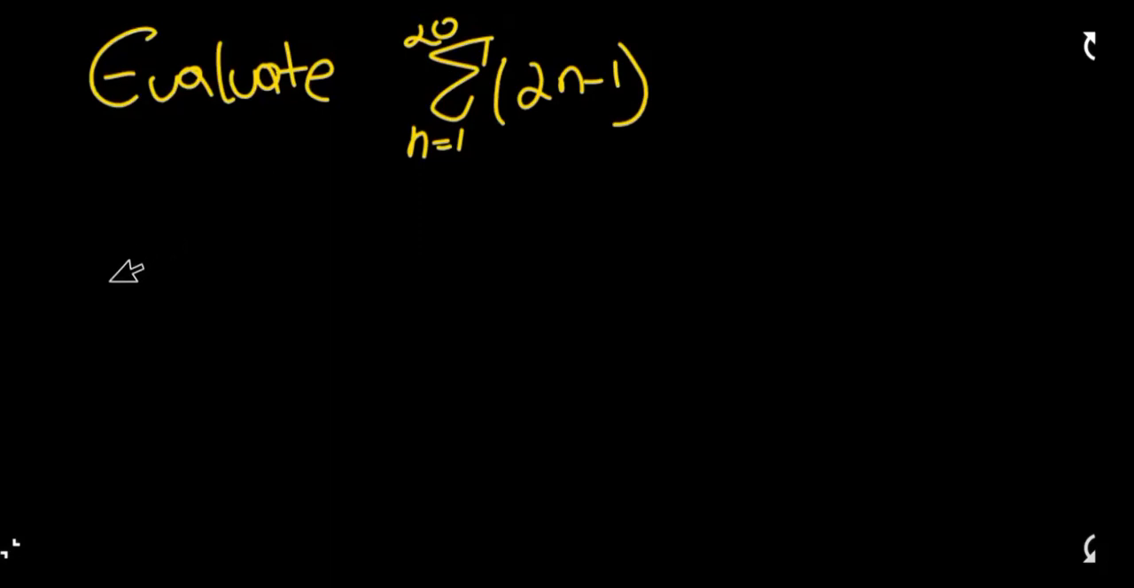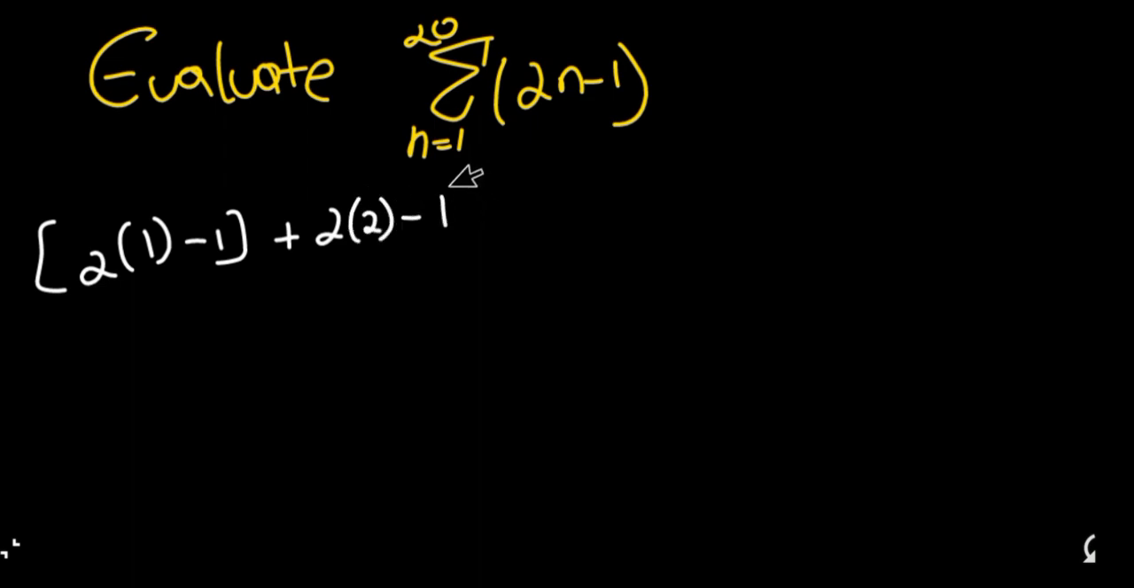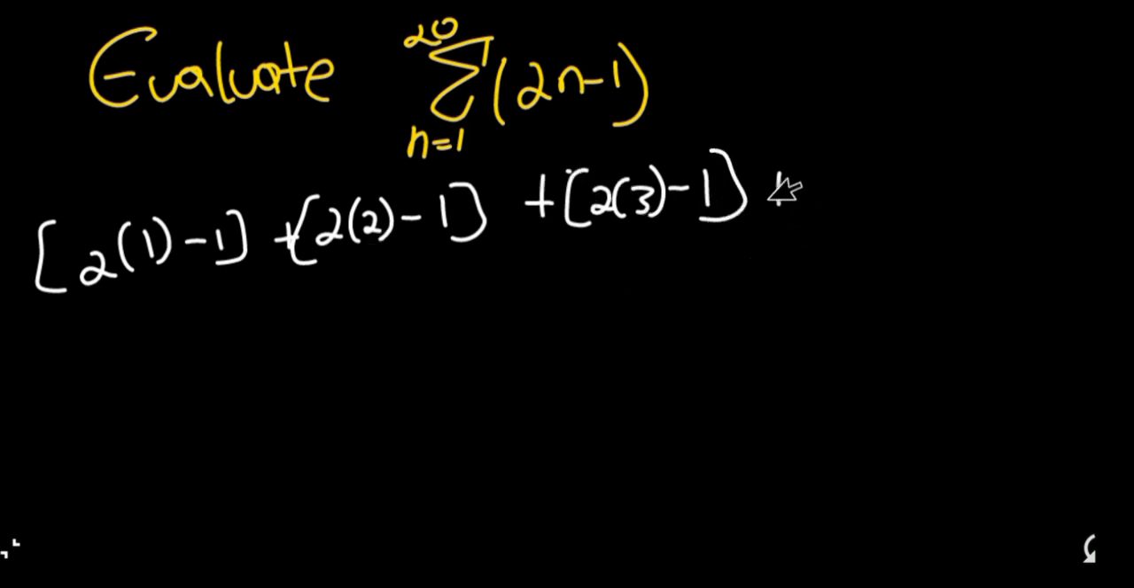To evaluate this sigma, first you're going to expand. So it's going to be 2 into 1 minus 1, plus 2 into 2 minus 1, plus 2 into 3 minus 1. We only need the first 3 terms and also our last term.